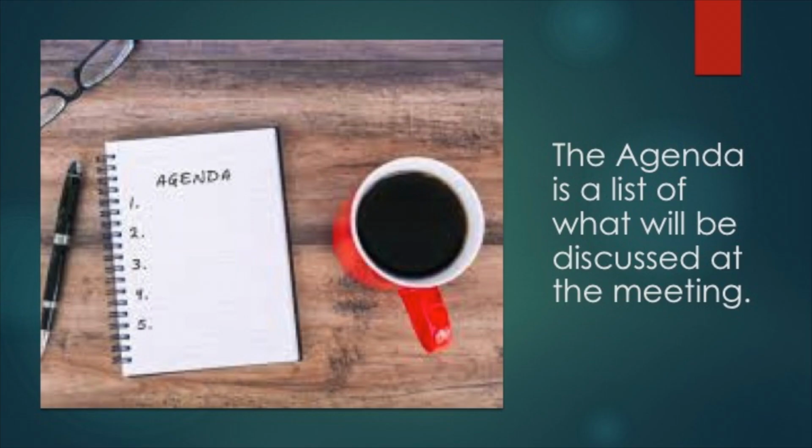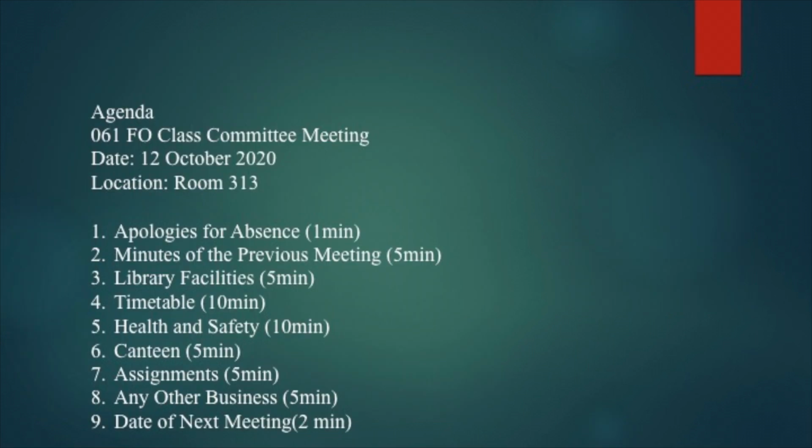The next document is the agenda, and the agenda is a list of what will be discussed at the meeting. So if we look at the agenda here, we see that we have the title, agenda, at the top, the name of the group meeting, the date and the location, all in capital letters. And just below this, we then have a list of the items that we hope to discuss at the meeting.